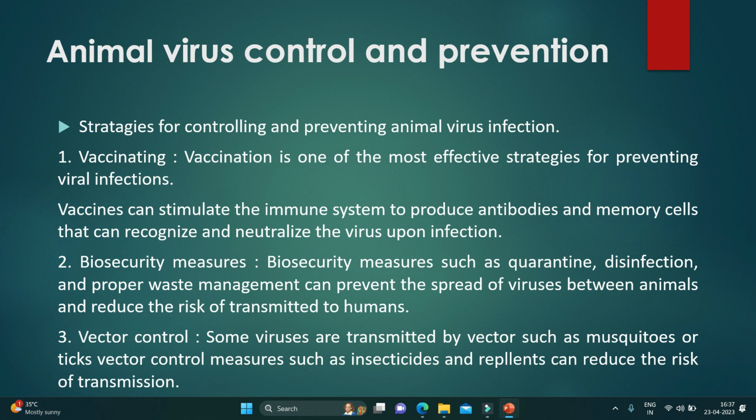Strategies for controlling and preventing animal virus infection. First one is vaccination. Vaccination is one of the most effective strategies for preventing viral infections. Vaccines can stimulate the immune system to produce antibodies and memory cells that can recognize and neutralize the virus upon infection. Second one is biosecurity measures.